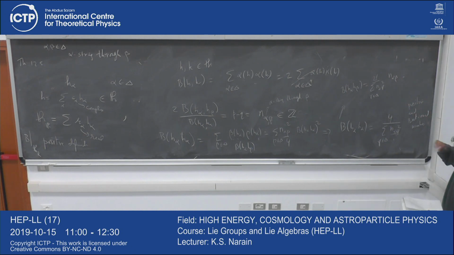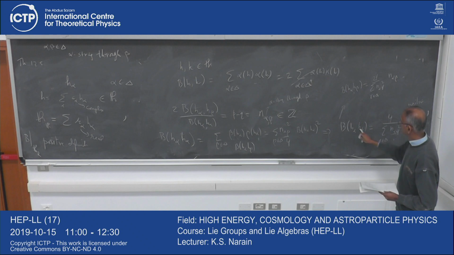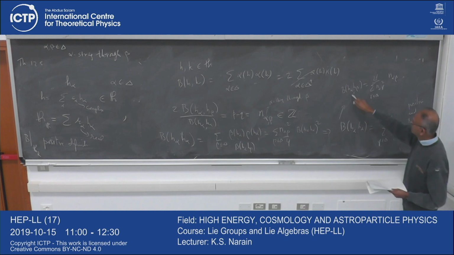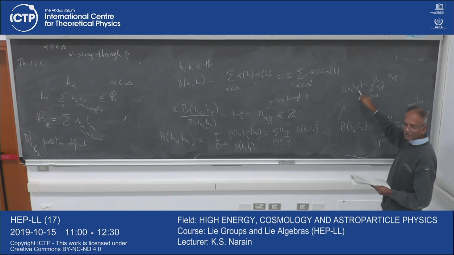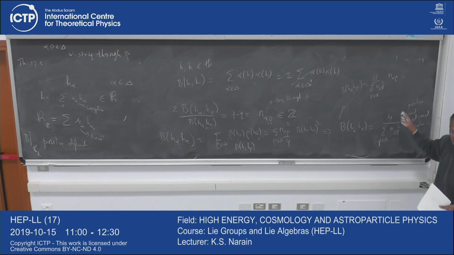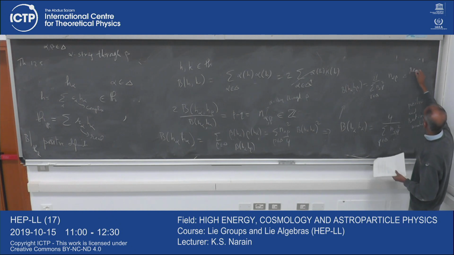Now, what does it tell you? That the Killing form B of H_alpha with itself is a positive rational number. B of H_alpha with any other root H_beta is not necessarily positive because n_alpha_beta could be negative, but nevertheless, it's a real number. Again, a real rational number.